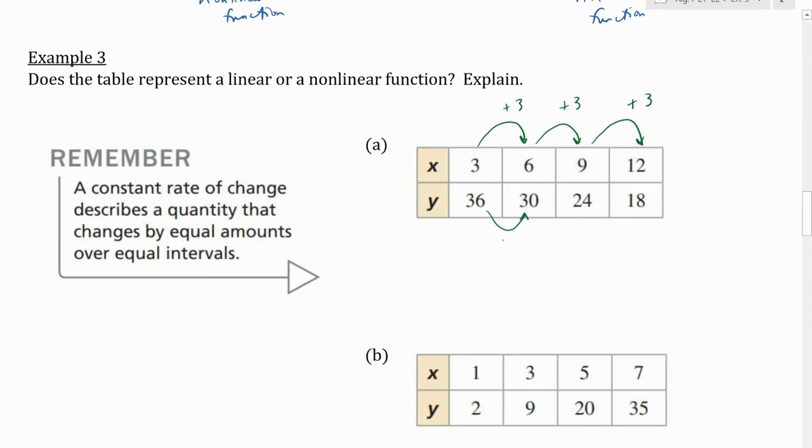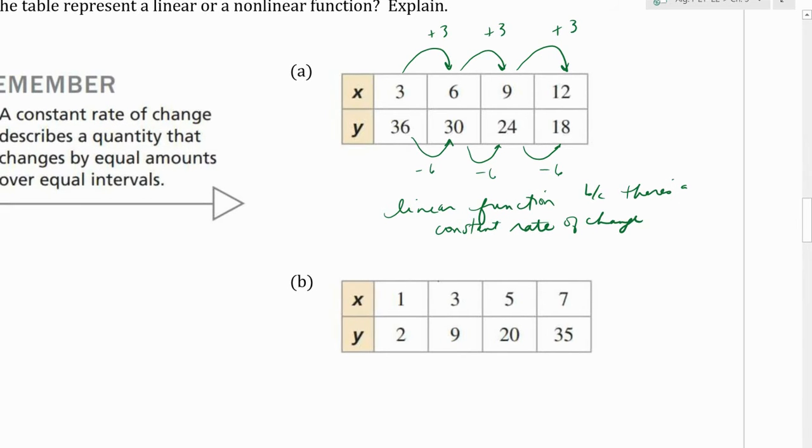For the y's, I went down by 6, down by 6, down by 6. So the question is, is it linear or nonlinear? This represents a linear function because there is a constant rate of change.